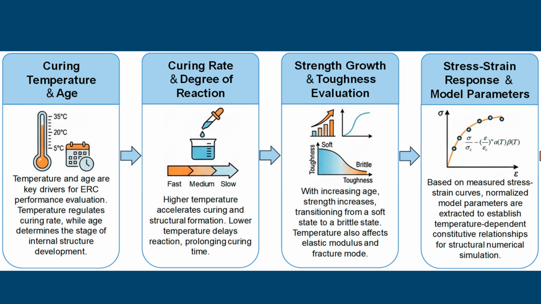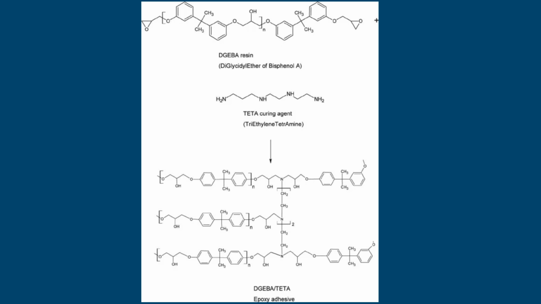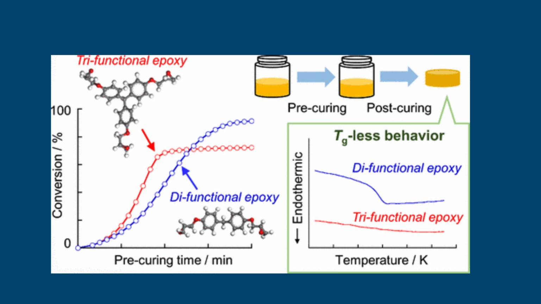Stoichiometric balance between epoxy groups and reactive amine hydrogens is also critical. Deviations from the optimal ratio can reduce cross-link density, leaving unreacted functional groups that weaken the material. Because epoxy curing involves multiple competing reactions, including amine addition, hydroxyl epoxy reactions, and catalytic homopolymerization, the overall process is chemically complex. Achieving consistent performance requires careful control of curing conditions and precise formulation of the adhesive components.